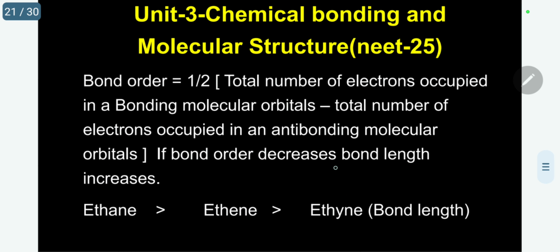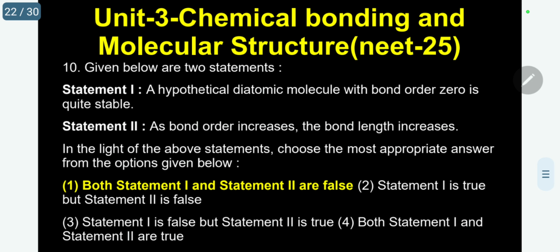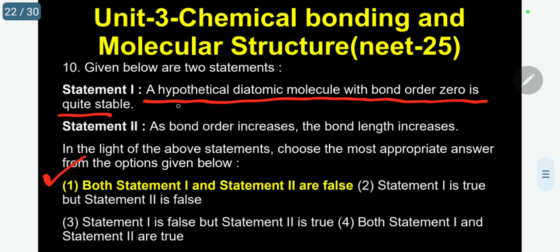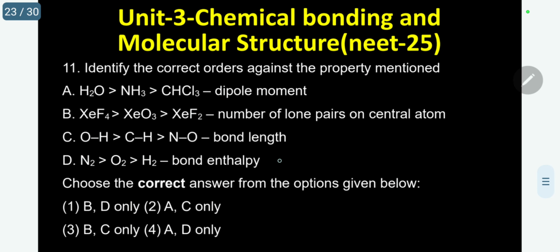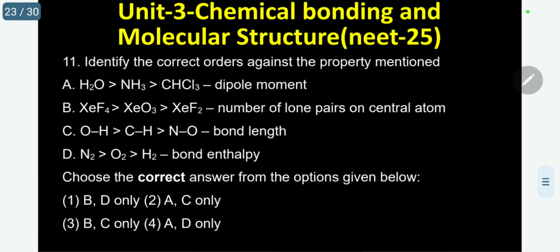So with this information, statement 1, a hypothetical diatomic molecule with bond order 0 is quite stable, is wrong. And statement 2, in the light of the above, bond order increases, bond length decreases, so saying it increases is wrong. So both statement 1 and 2 are false. This is the correct answer. The next question. Kindly follow.